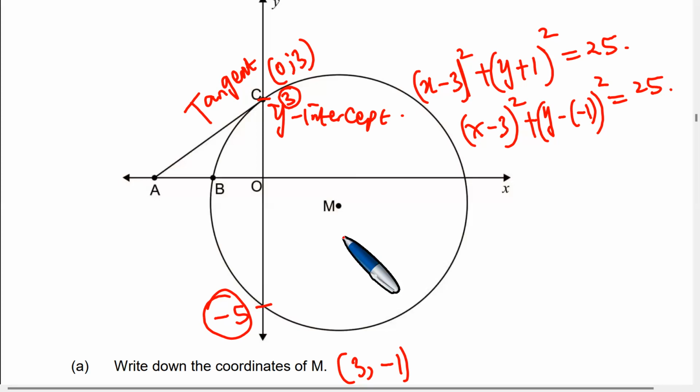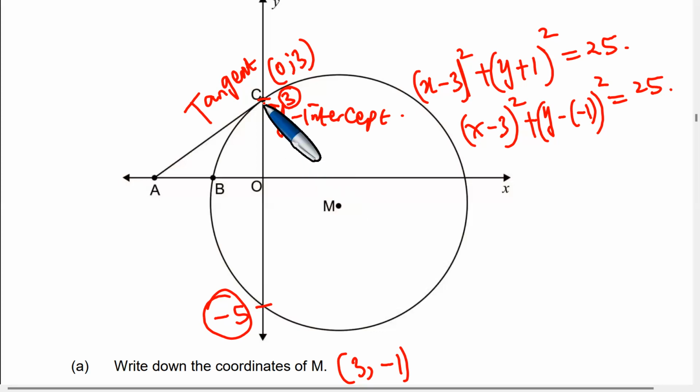Right. So we good. It's obvious, this one. To find the gradient of AC, we proceed as follows.